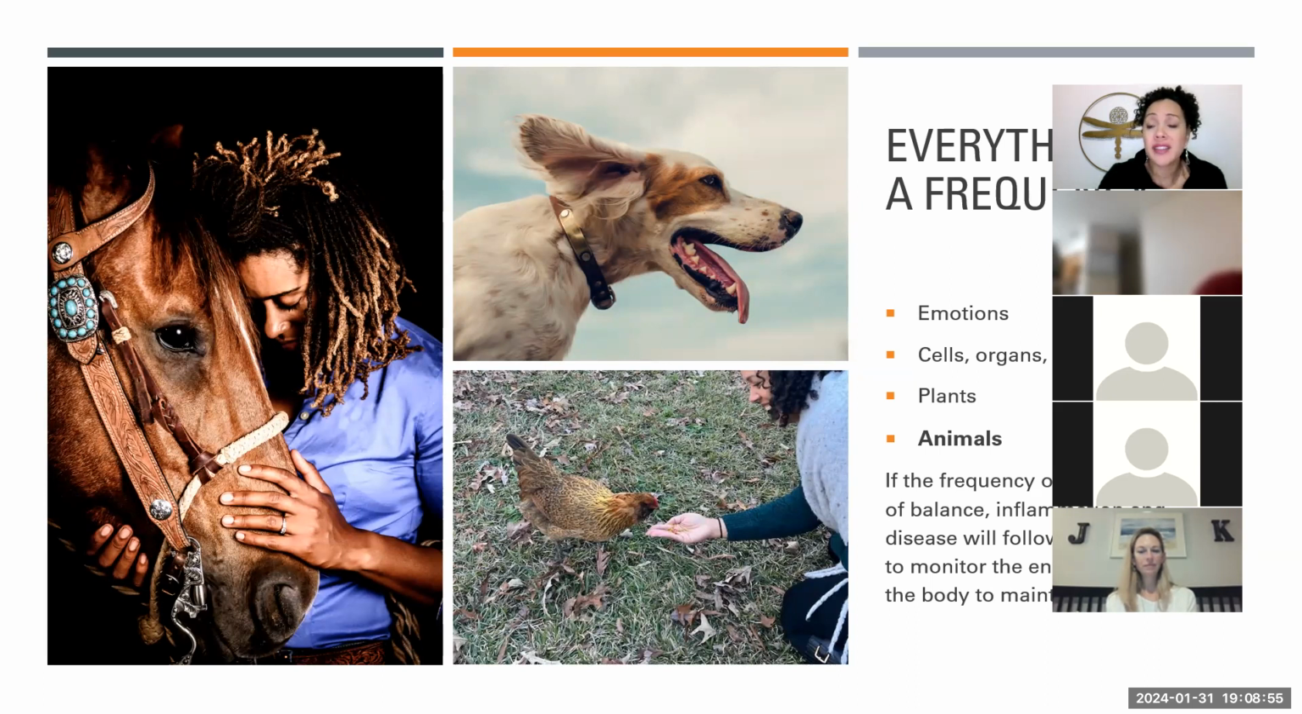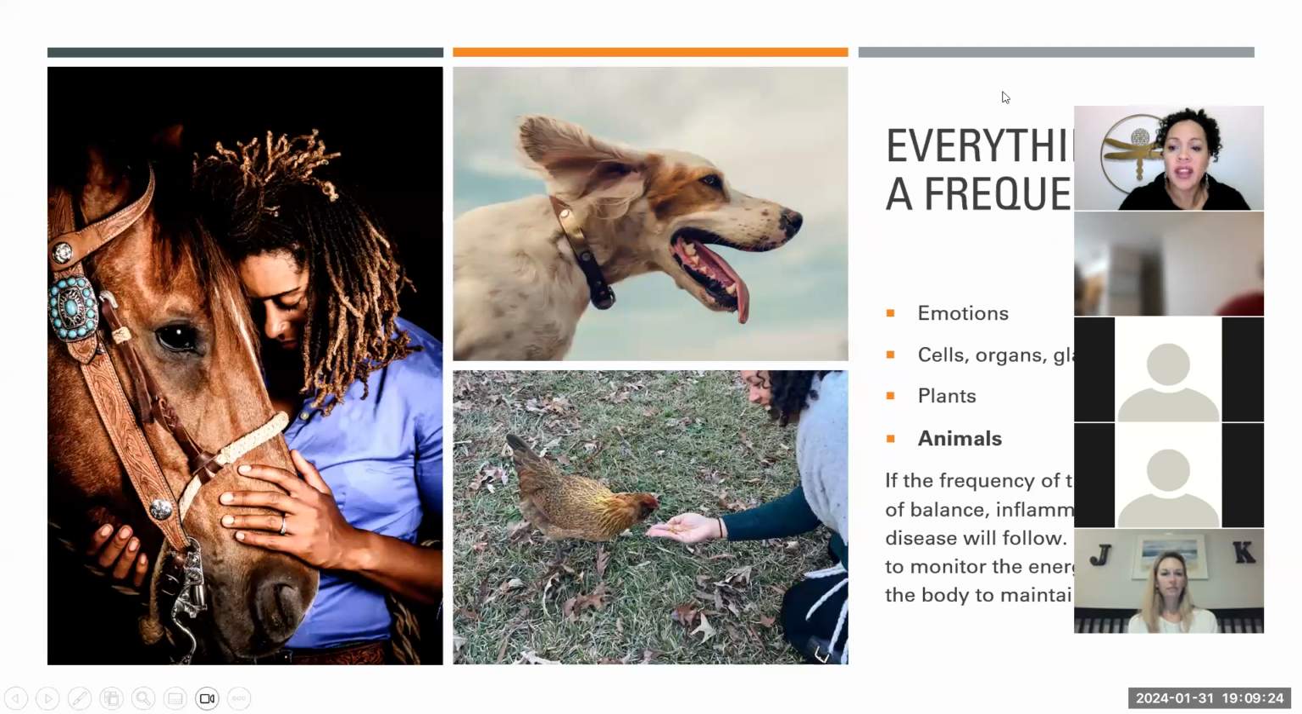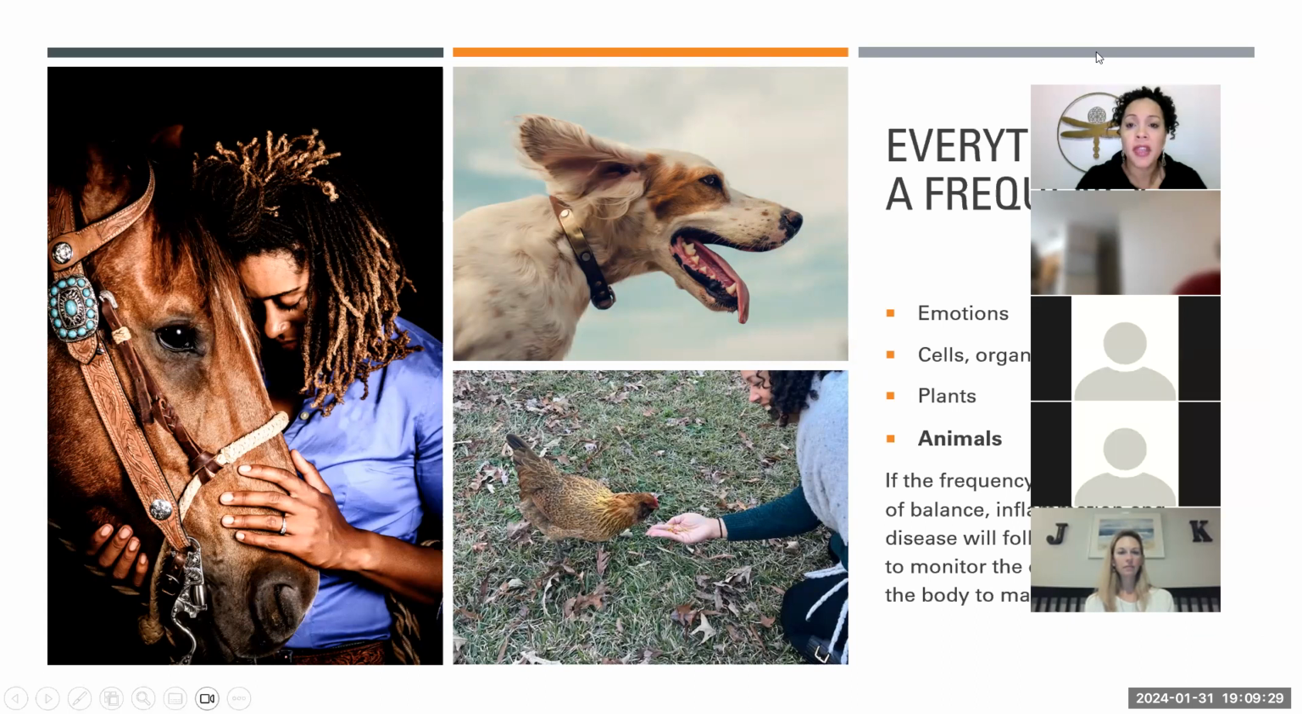So everything that has a frequency, it's important to make sure that the frequencies of all of those different parts of the body are in balance. If they're imbalanced, then they can become inflamed, and inflammation leads to deterioration and eventually to disease. And that's the state of health, well, or dis-ease, not health, that we don't want to get our bodies into. So, is there a way to monitor the energetic state of our body to maintain health?